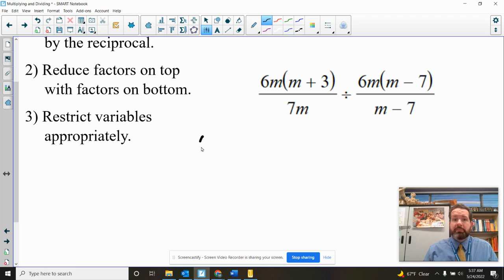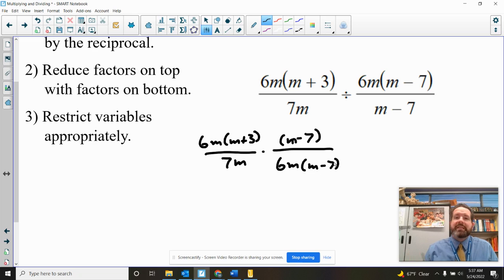Okay, so here we go. Leave the first one alone. Change to a multiply, and flip the second one upside down. Once you're here, do the same thing as you did last time in the previous part of the lesson. So let's see. Do I have another 7 to cancel with? No. I can cancel this m with this m.